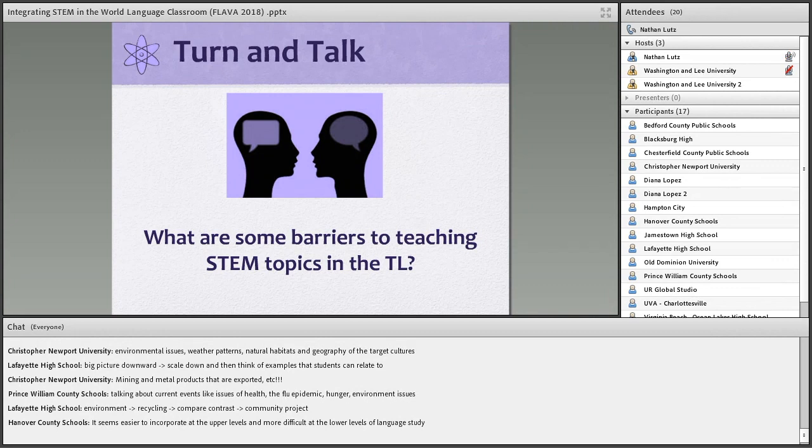So right now I'd like to do another turn and talk, and I'm going to give 2 minutes again for you to work on this. Please, hosts, please type in the answers that some of the attendees will give you. So the question that I want you to consider right now for the next 2 minutes is, what are some barriers to teaching STEM topics in the target language? All right, you have 2 minutes to talk about barriers to teaching STEM topics in the target language.